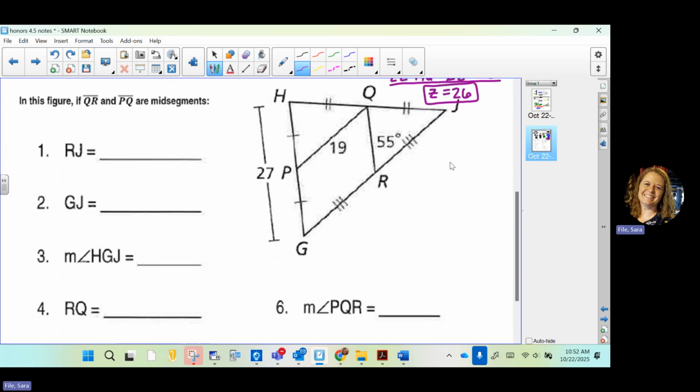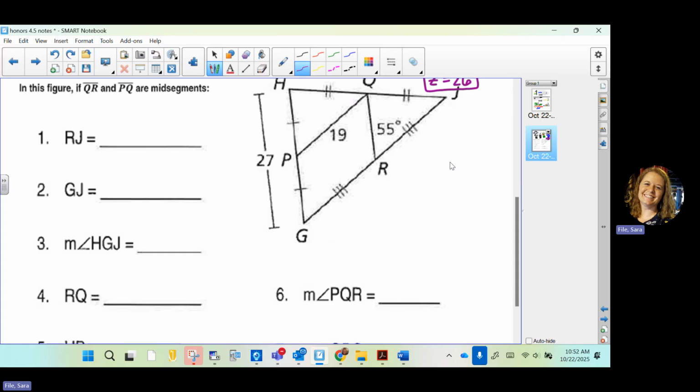All right, last one down here. We have this graphic, and we're told that QR and PQ are midsegments. So I'm going to go ahead and draw some tick marks on them. So PQ corresponds, or is parallel to, I should say, GJ. So it's going to have 3 tick marks. So that means that this will be 19 and this will be 19. Do y'all agree?